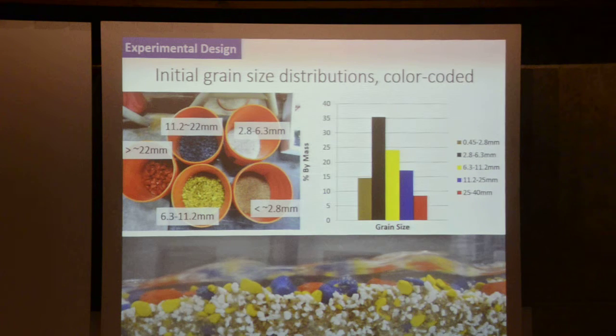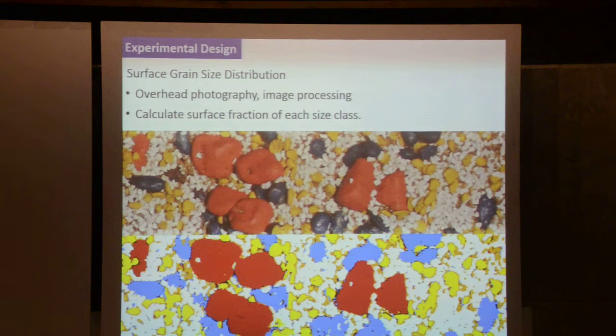Here's an image showing the sediment that I actually used. There were 5 different size classes there, and the coarsest stuff was actually close to this. It had a median diameter of about 23 millimeters for that coarsest size, and the smallest size class was less than 2.8 millimeters. Surface grain size distributions during the experiment were made using image analysis such as you kind of see in that example.